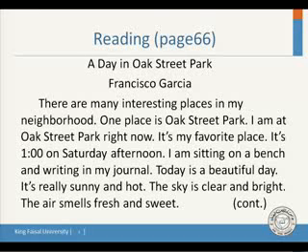It's really sunny and hot. The sky is clear and bright. The air smells fresh and sweet. You see, notice the adjectives: fresh and sweet, sunny and hot, clear and bright. All these are adjectives.